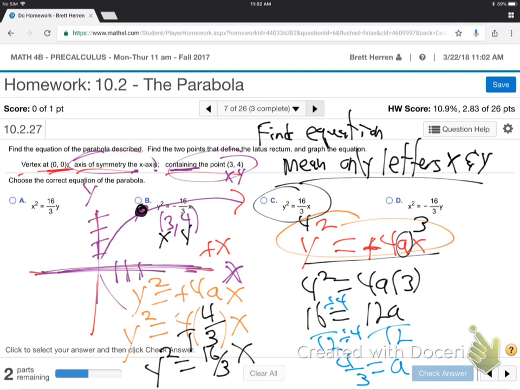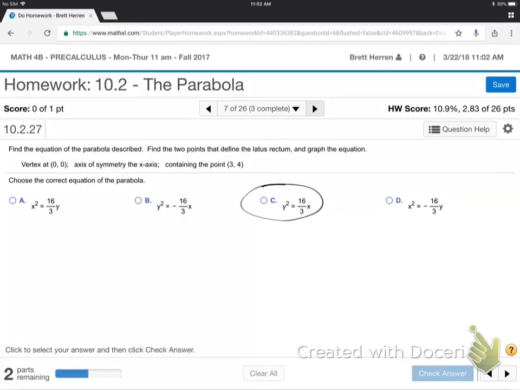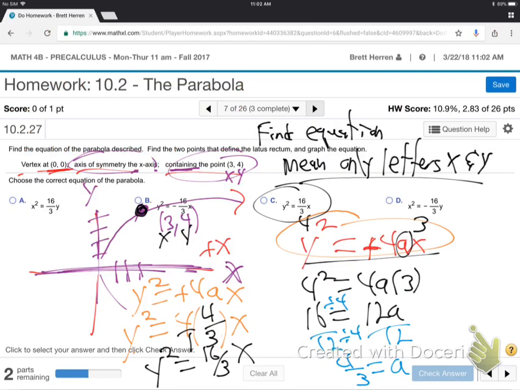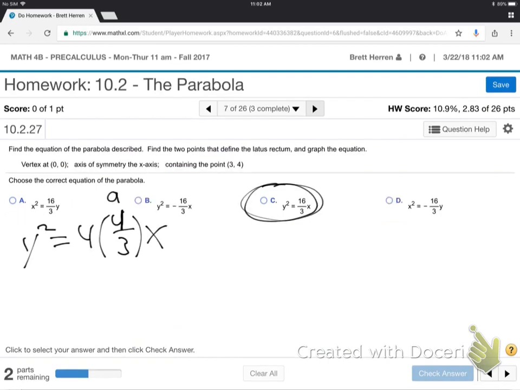There's the equation. Anything I can answer about that? Are we good? So let's finish this up. So we have y squared is, what was it? It was 4 times 4/3. So I'm going to leave it this way so I can tell what the a is. Right? That's where we got to? You with me? Here we are. Y squared is 4 times 4/3 times x, right? So there's the equation. Can I graph that thing and find the latus rectum points?